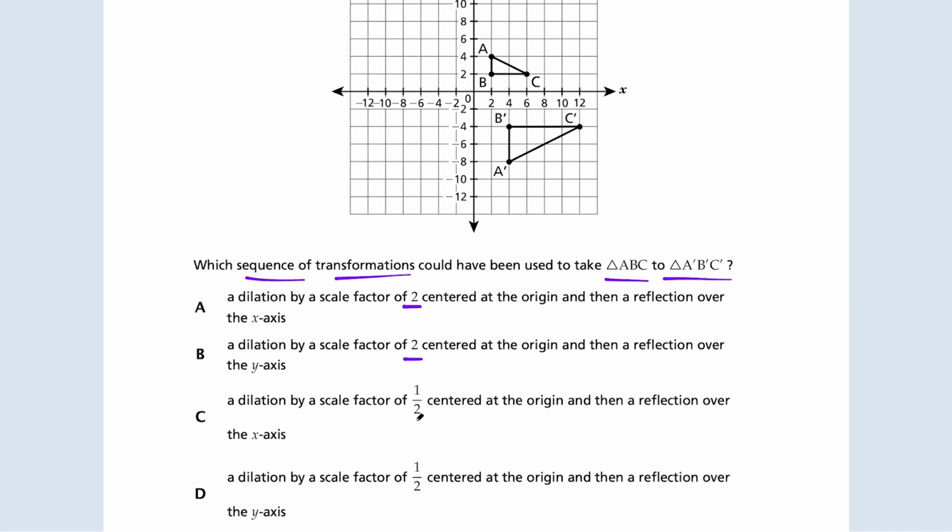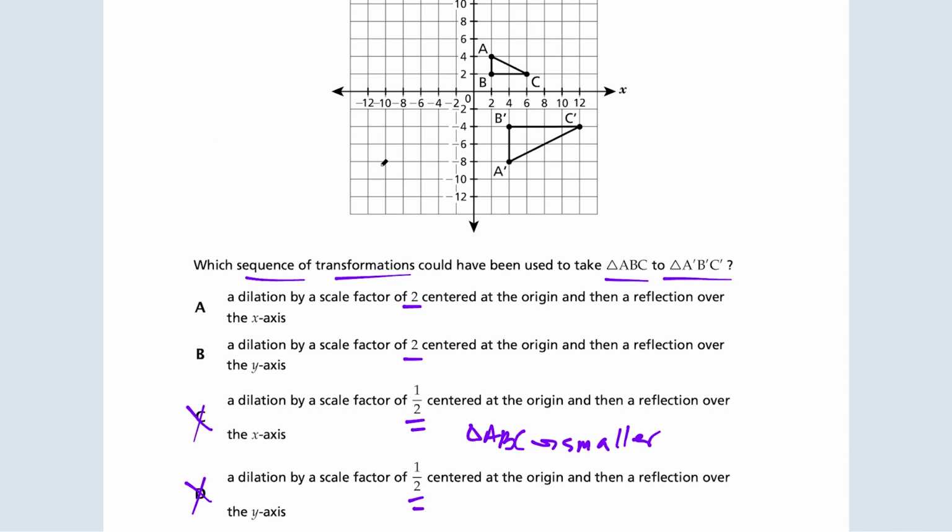And for the last two answer choices, the scale factor is 1/2. If you think about this logically, a scale factor of 1/2 would make triangle ABC smaller. But notice that triangle A prime, B prime, C prime is bigger than the original triangle. So that's how I know right away that these answer choices are out. So the scale factor would have to be 2.